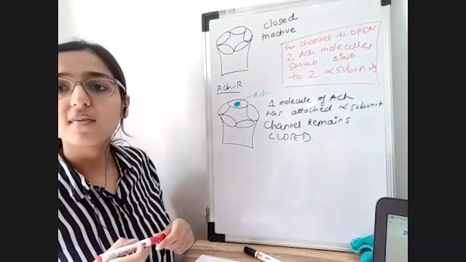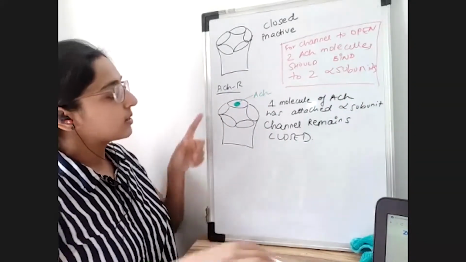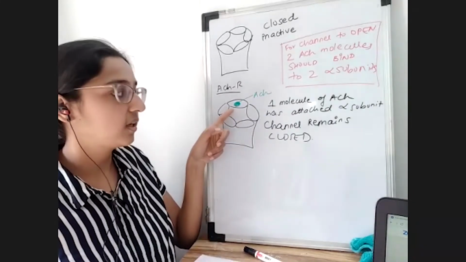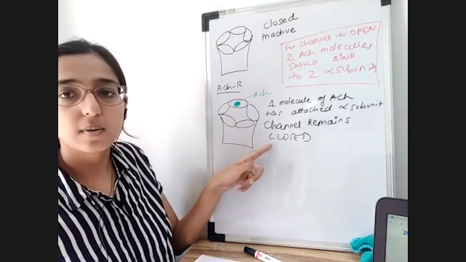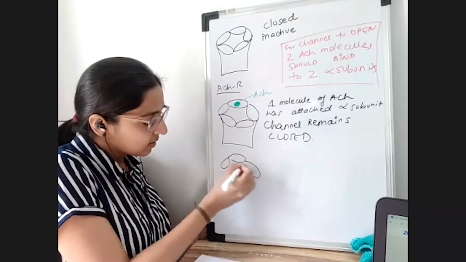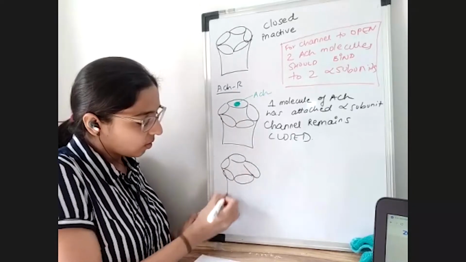This is a very, very, very important point. Since one molecule has come and bound to only one of the alpha subunits, this channel will remain closed. All right. But now if I have this receptor over here.